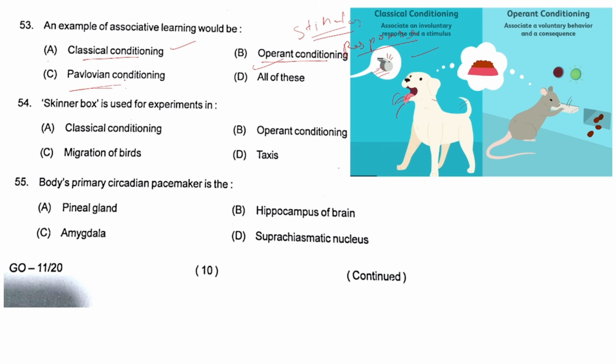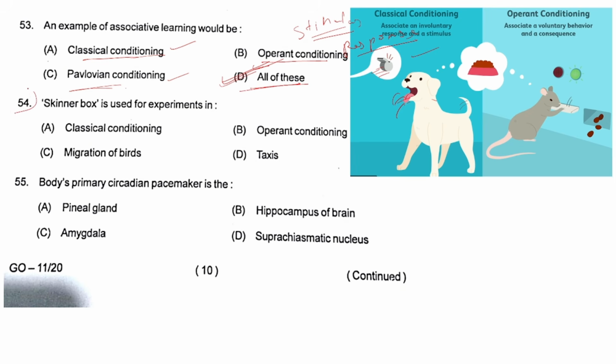Pavlovian conditioning is the same as classical conditioning, because the classical conditioning experiment was performed by Pavlov. So option C is also correct. So we have a fourth option, that is all of these. So the answer for this one, question number 53, will be D, that is all of these.